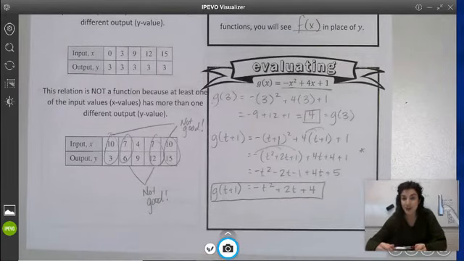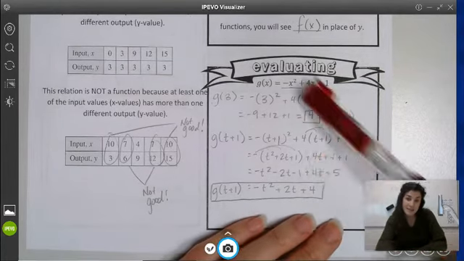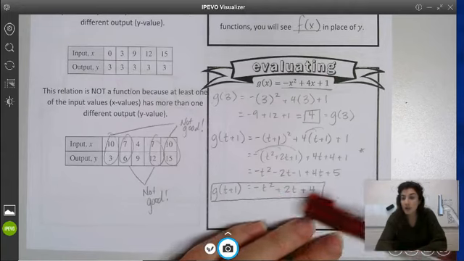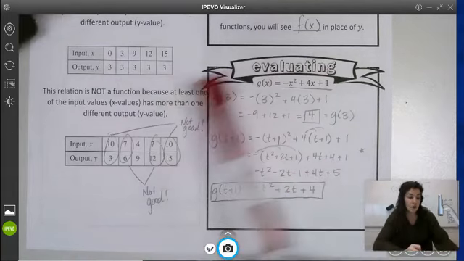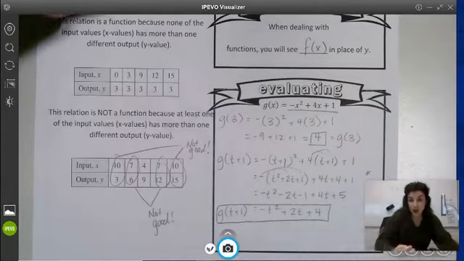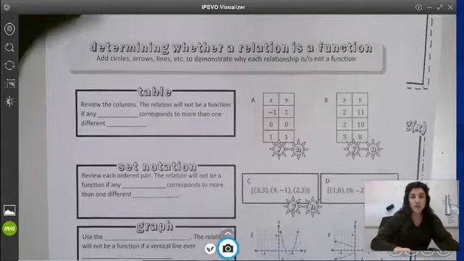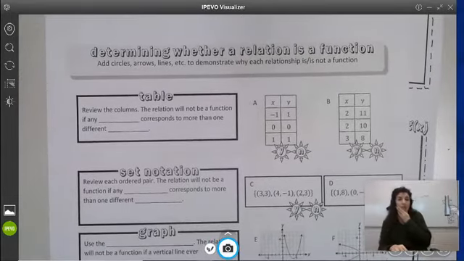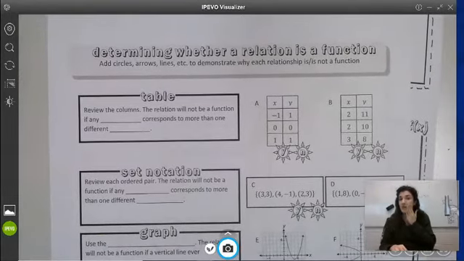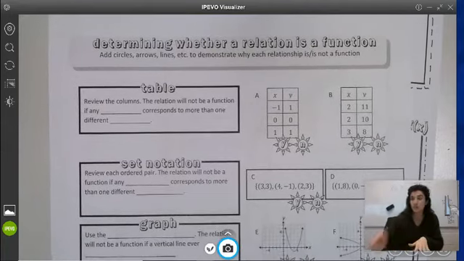So we've covered a lot in this first page already. Evaluating is pretty straightforward. I'm pretty sure you've maybe seen it in the past. If not, no big deal. We're going to continue to practice it. We are right now going to continue practicing what is a function and what is not a function on the back page. So determining whether a relation is a function. We're going to add circles, arrows, lines, or etc. to demonstrate why each relationship is or is not a function.